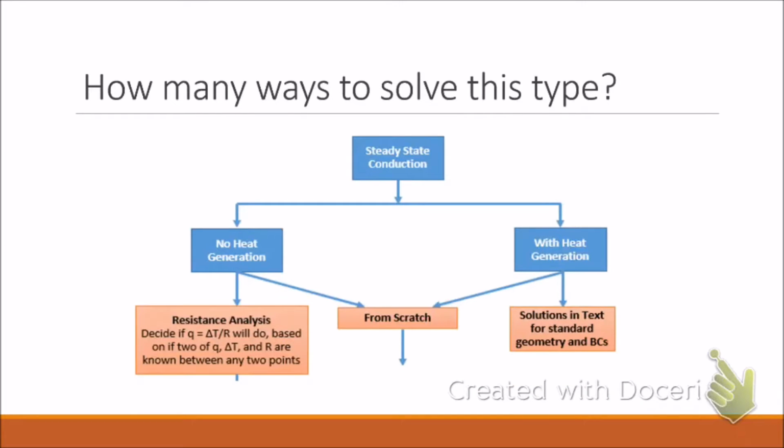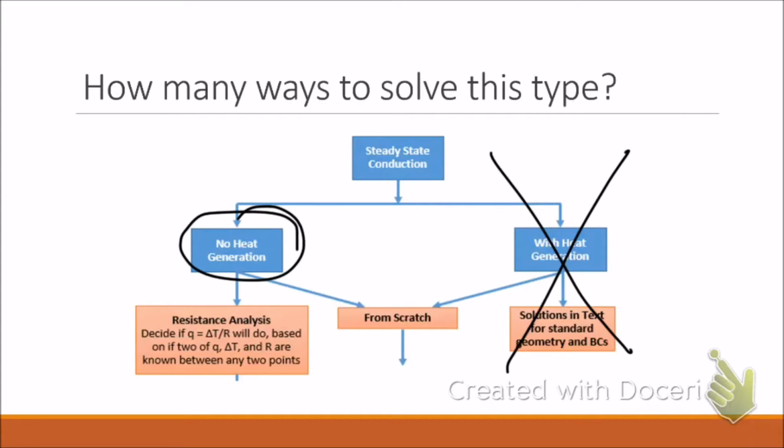Looking at our steady state flowchart, we can determine how many ways there are to solve this problem. First, we need to determine whether or not heat is being generated. Because the problem makes no mention of heat generation, we can assume that there is none. This leaves us with two different possible solutions. We can either start from scratch or use a resistance analysis.